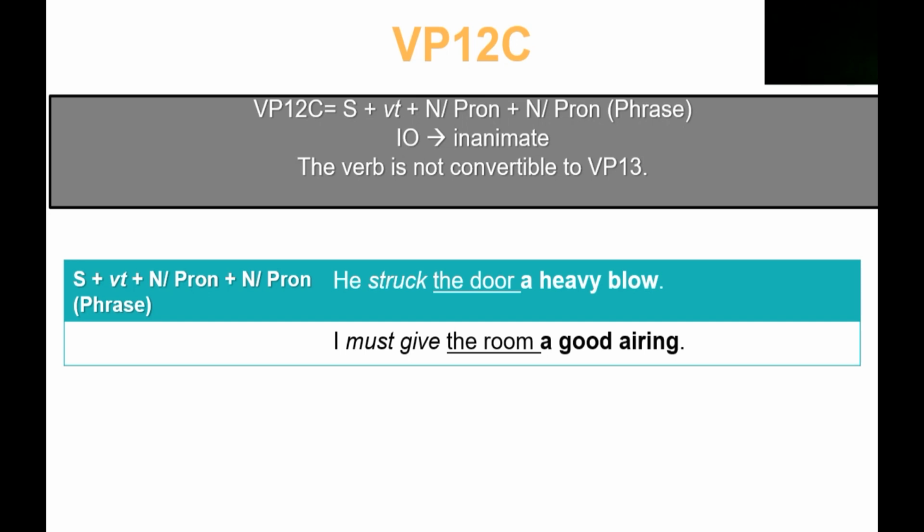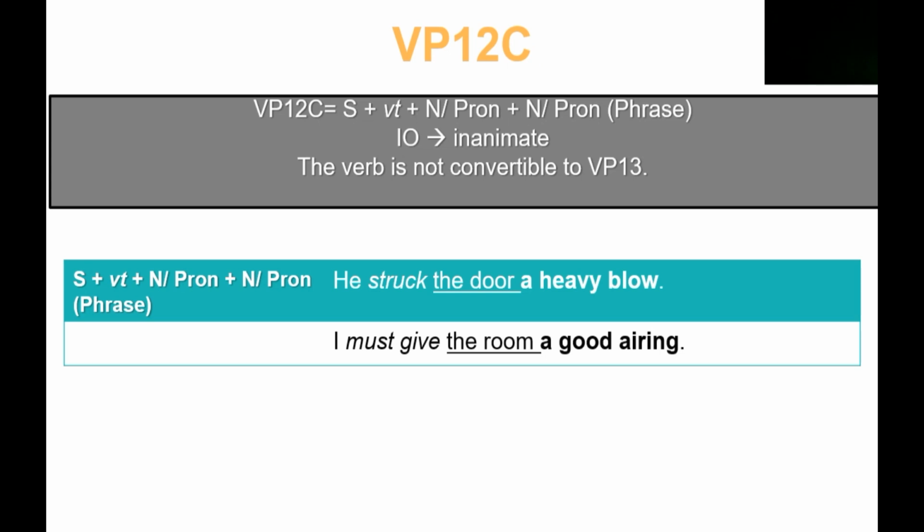The formula is subject plus VT plus noun or pronoun plus noun or pronoun phrase. So here the indirect object is inanimate. It differs this pattern from the two previous patterns. Inanimate means it's not about a living thing like a human, but about things, for example, the book, the table, the car, the door, and so on and so forth.